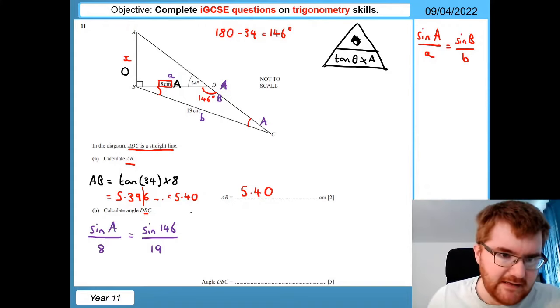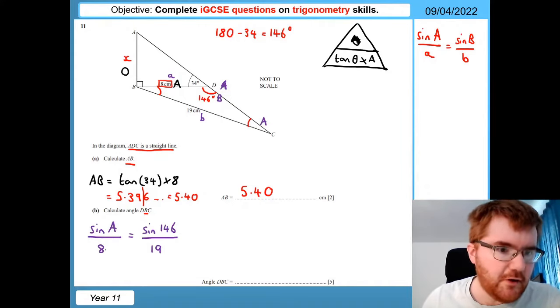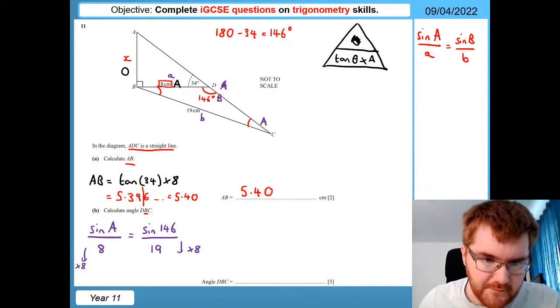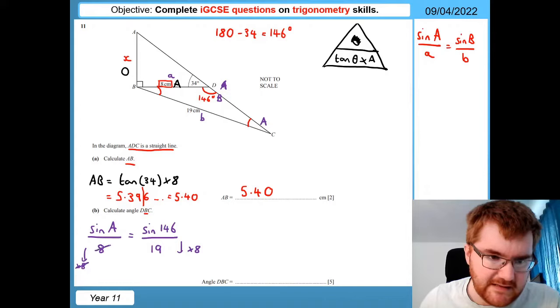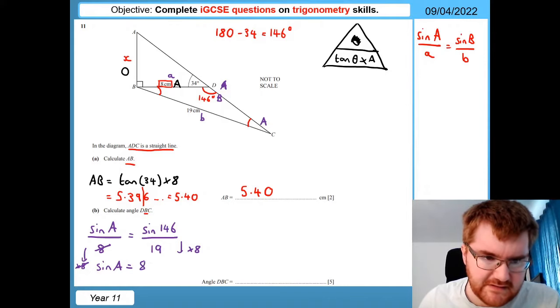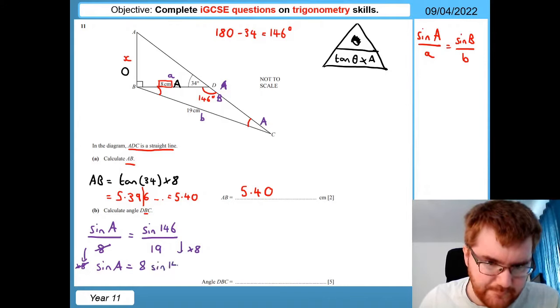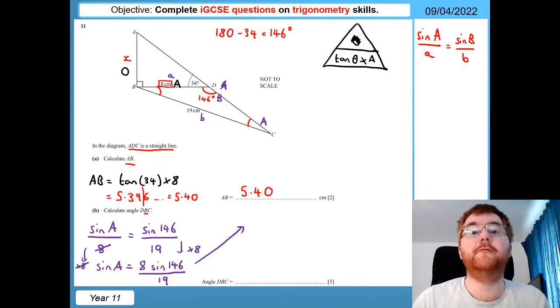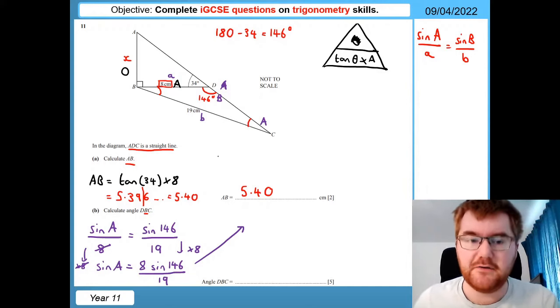So we look at the left hand side and go, well, what's the opposite of dividing by 8? Well, we need to multiply by 8 on both sides. This has the effect of cancelling here. So we get sine A is equal to 8 times sine 146 divided by 19. And we can simplify this slightly further before we actually go on to use our calculator.